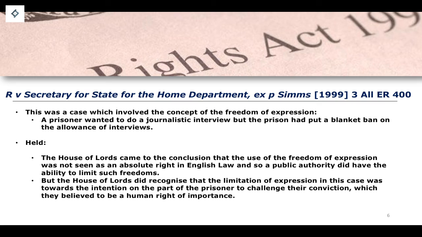So the House of Lords made 2 points. They said, well, while it is the case that the freedom of expression is not an absolute right, we're going to make that recognition clear. But we're also going to make it very clear that the facts of this particular case do not fall into that non-absoluteness, shall we say, of the right of the freedom of expression. In fact, this was an illegitimate limitation on the expression of the prisoner, because the prisoner wanted to challenge their conviction. And so it was believed that this was considered to be something of a human right and something that was meriting protection from the court systems.